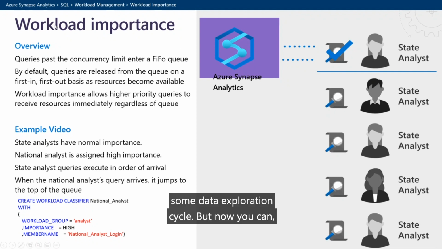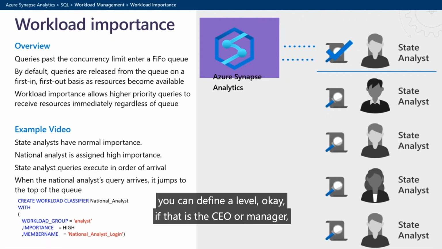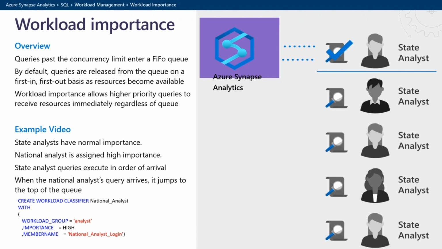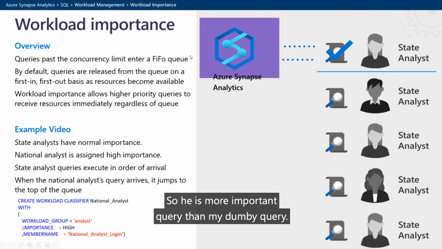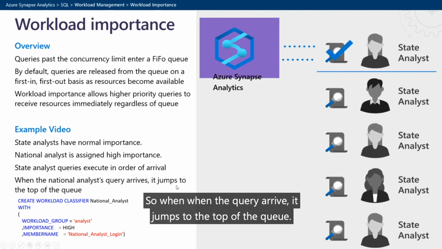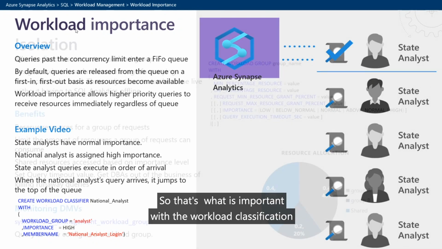But from now on, you can define something called workload importance. You can define a level. If that is the CEO or manager, and they need this forecast for an afternoon meeting, they will go to the top of the queue because you already have defined it. So his is a more important query than my dummy query. So when the query arrives, it jumps to the top of the queue. That's what is important with workload classification.